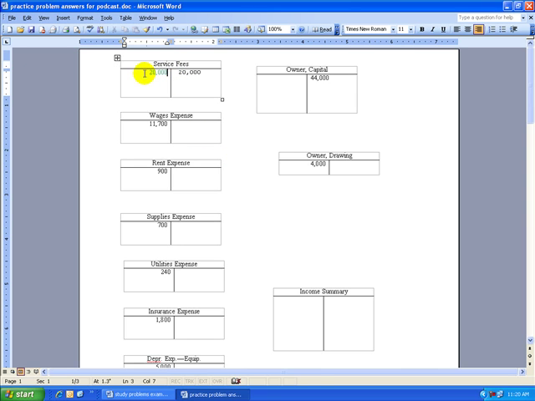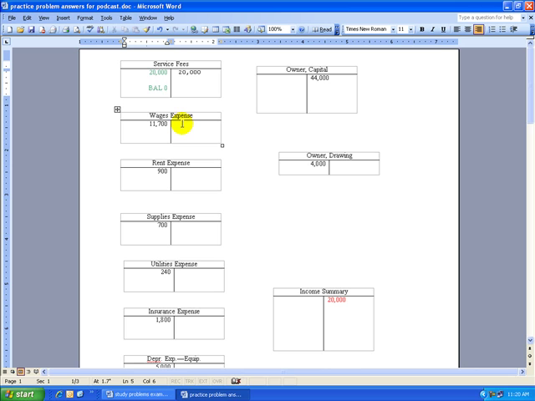Now that we've made a debit, we must make a credit to income summary for $20,000. Now, the balance of service fees is zero, because we have two amounts that are the same, one a debit and one a credit. They cancel each other out and they make the balance 0.